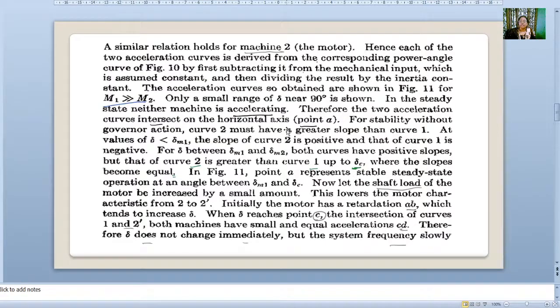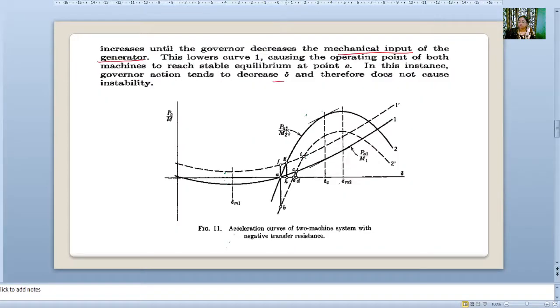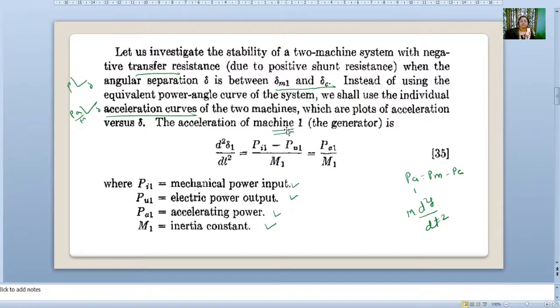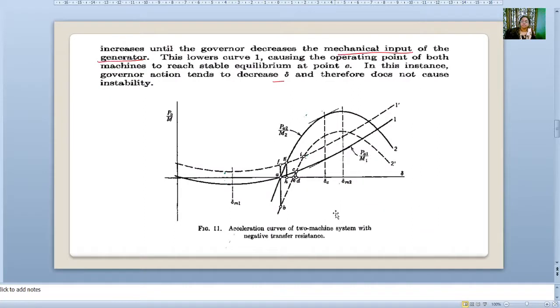Okay, now we'll investigate how stable operation can be achieved with the help of the effect of governor action. What we are considering is shaft load on the motor. First I will explain, and then I will read whatever is written here. We have considered the Pa by M versus del curve. This is the acceleration curve of machine 2, and this is the acceleration curve of machine 1.